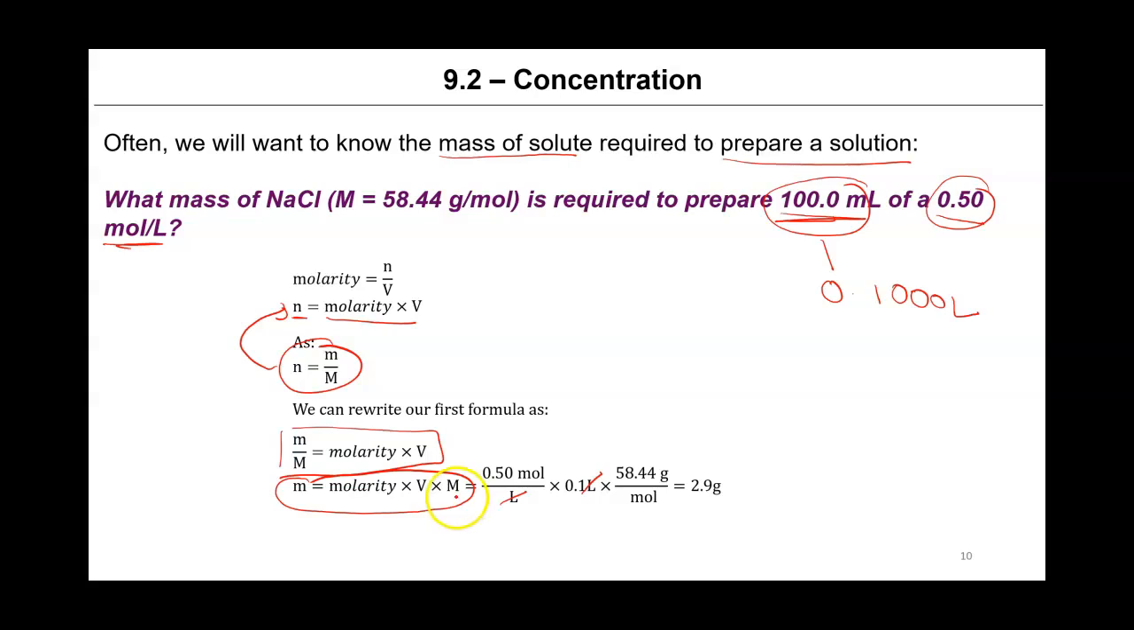And then finally, we're going to multiply by the molar mass, 58.44 grams of sodium chloride for every 1 mole of sodium chloride. And you can see moles cancels out and it leaves me with grams. So I would need to weigh out 2.9 grams of sodium chloride to make this solution.